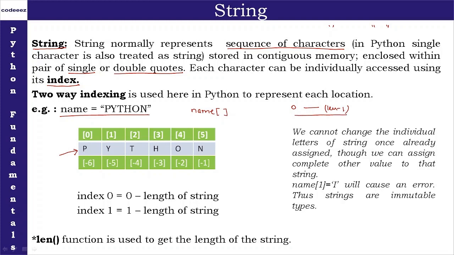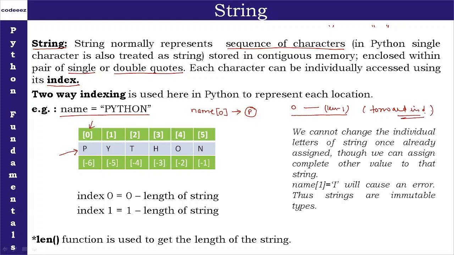So P is the first character of the string, so it will be stored on the 0th index, right? It will be stored on the 0th index. So name[0] here will extract the first character, that is P. This is how we can extract all individual characters of a string. Now when we access the characters starting from the index number 0 to length minus 1, this is known as forward indexing. Okay, this technique is known as forward indexing.